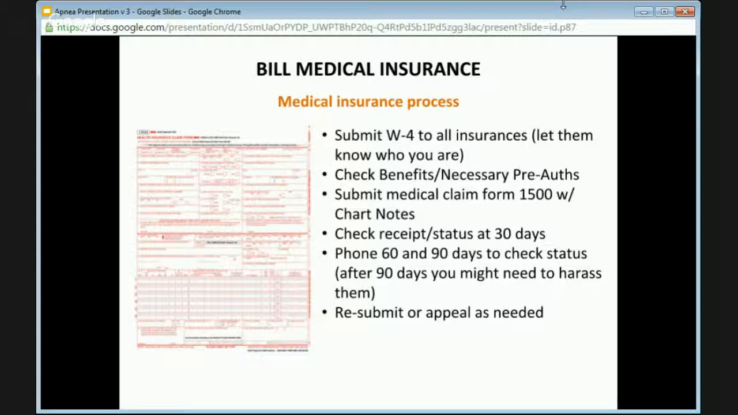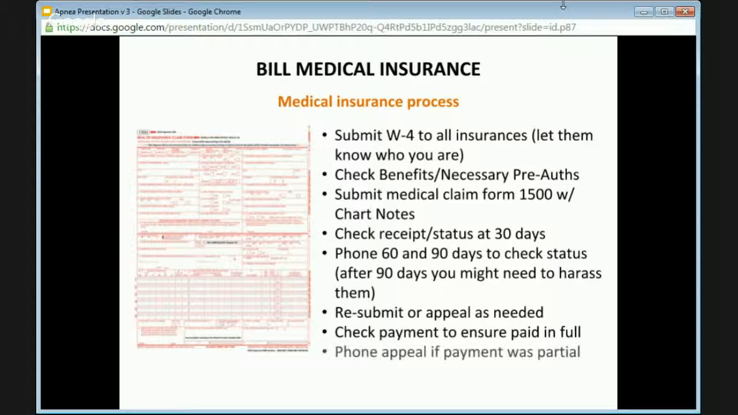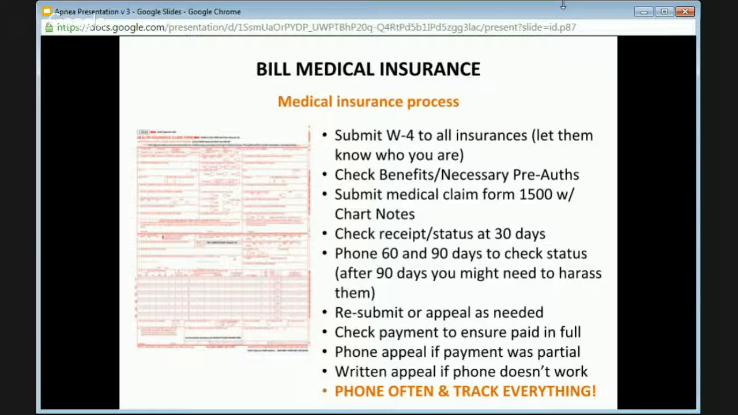Resubmit it if you need to. A lot of times they'll say, oh, we didn't get it. You got to resubmit it. And you're going to need to appeal as often as possible. Check your payment to make sure that you were paid in full, and phone in if you weren't paid in full. If it was only a partial payment, phone in and appeal it. And if that doesn't work, you're going to write it down. Okay, so phone often.